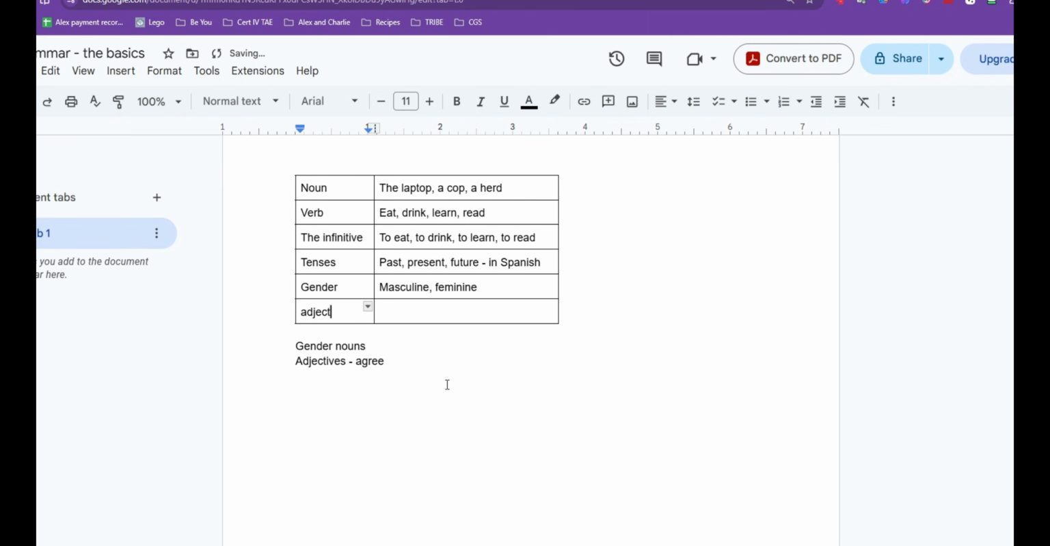I did add another row there for the adjectives, which are describing words, and those words make reference to the nouns only. And sorry, that's it for the basic grammar, and you will need these to succeed in your beginner course.